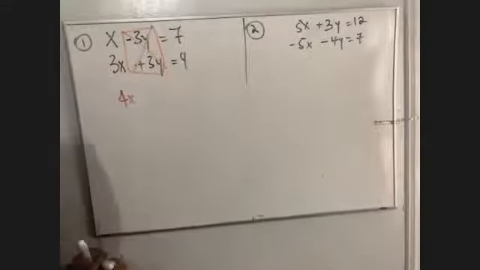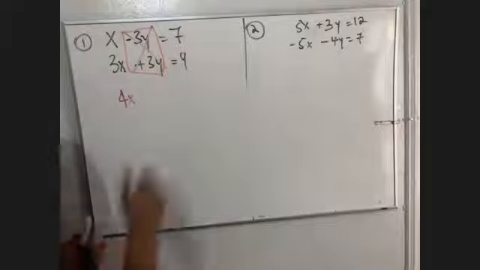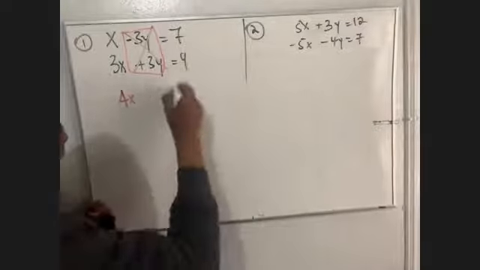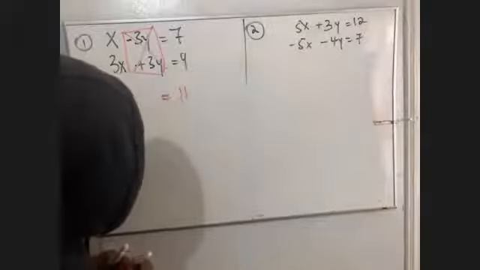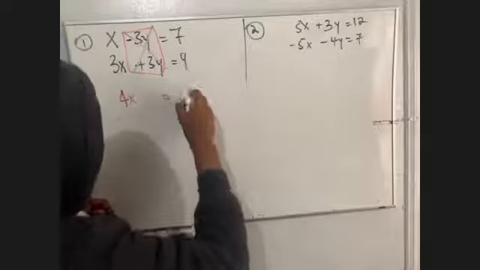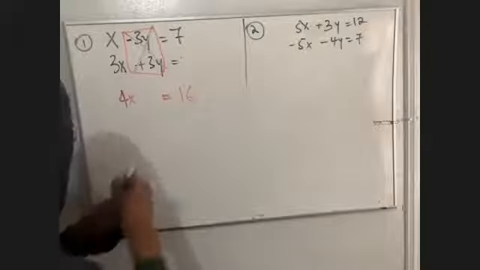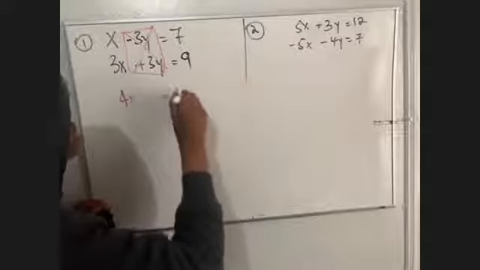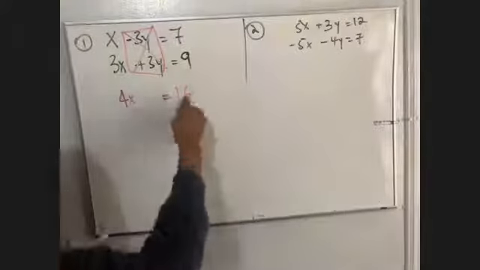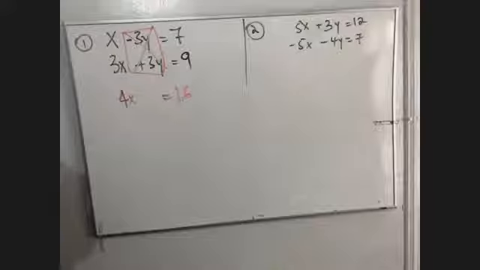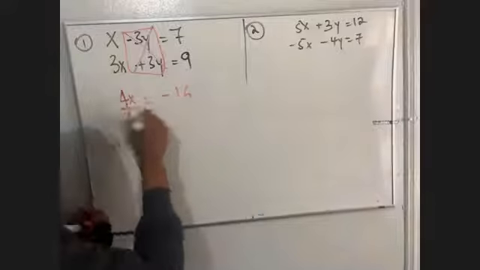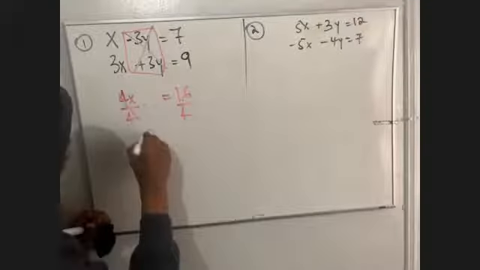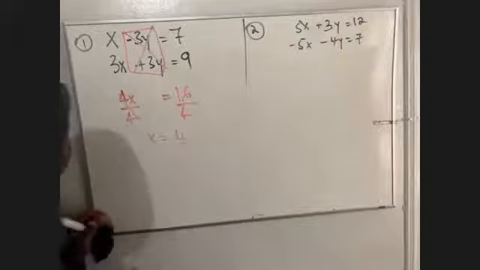4x. 7 plus 4 is 11. No, sorry, 7 plus 4 is 16. No, this is not 4, this is 9, and that's why this is confusing me. So 7 plus 9 is equal to 16. So what do we do from here? We divide by 4, and we divide by 4. And we get the value of x is equal to 4.